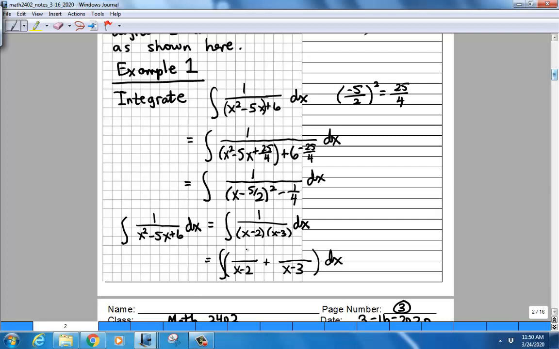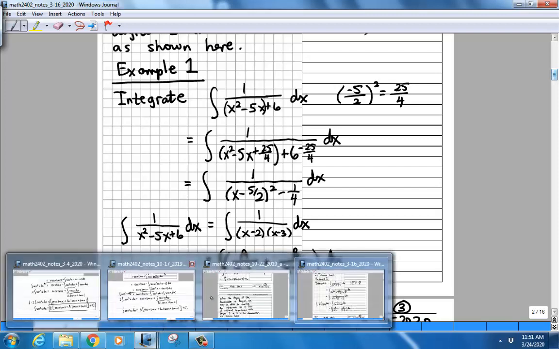So that's my goal here. I've got to figure out what this numerator is supposed to be and what this numerator is supposed to be, so that when I add these two fractions together, I'll get 1 over x minus 2 times x minus 3. We don't know those numerators at the moment, so I'm going to let them be unknown quantities. I'm going to let the first numerator be a, and the second numerator be b. Now I have to do some discovery here: I have to figure out what a is and what b is.